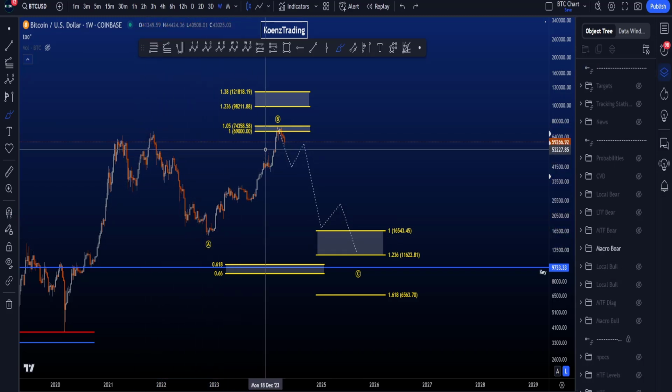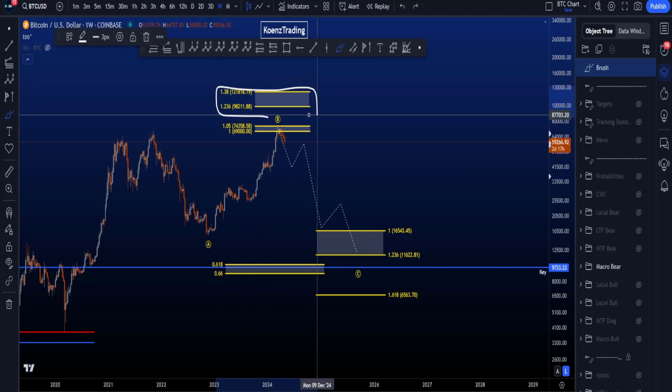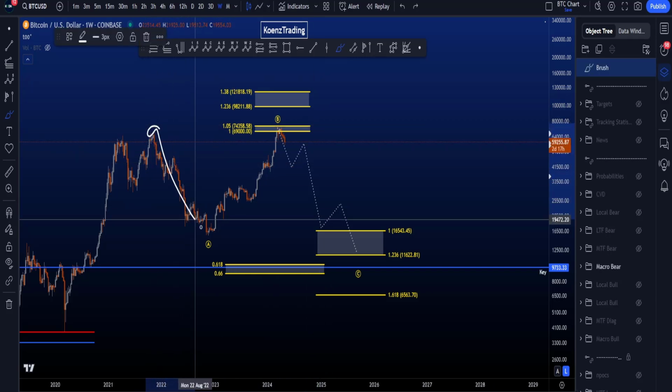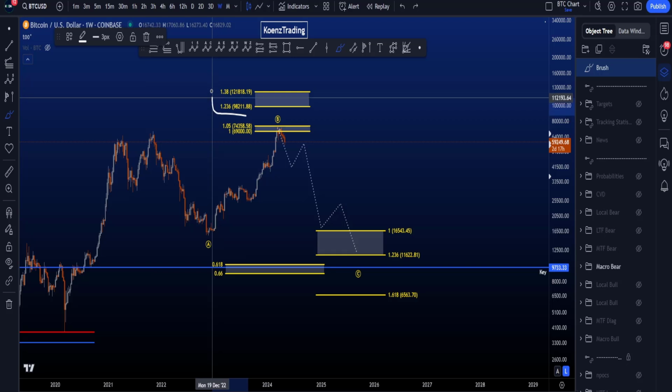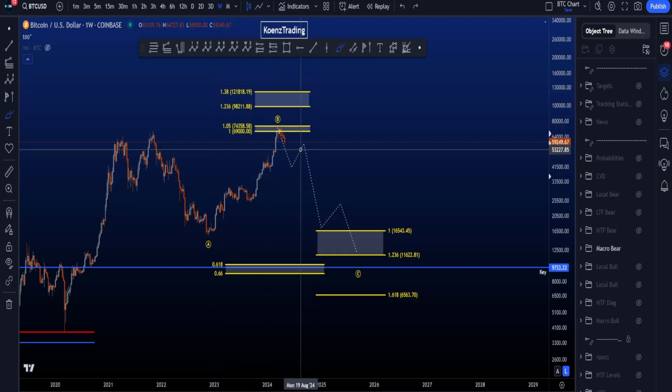But a regular flat is less common than an expanding flat, and an expanding flat wave B has a target area up here, the 1.236 to the 1.38, taken from the same pivots between 98k and 122k.